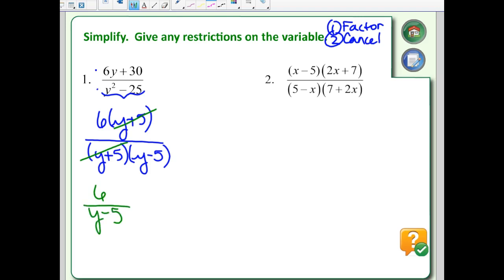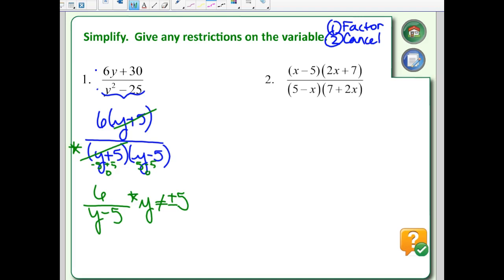Now, do we have a restriction? Yes, we've got to go back up to our factored form, and we actually have 2 factors with y in the denominator. So what could we plug in for either one of those y's to get 0? So hopefully you could see y could not equal plus or minus 5. If I plugged in a -5 there, we'd get 0. Or if I plugged in a +5 there, we would get 0. So that's why my restriction is plus or minus 5.